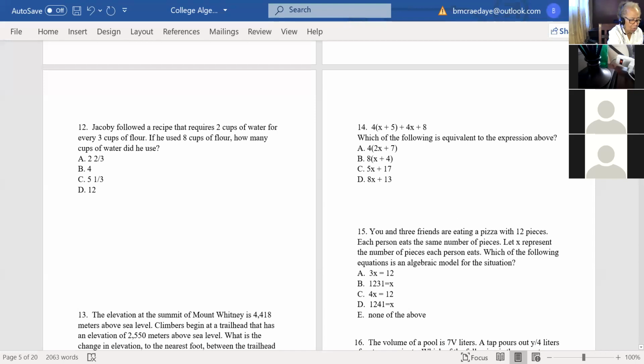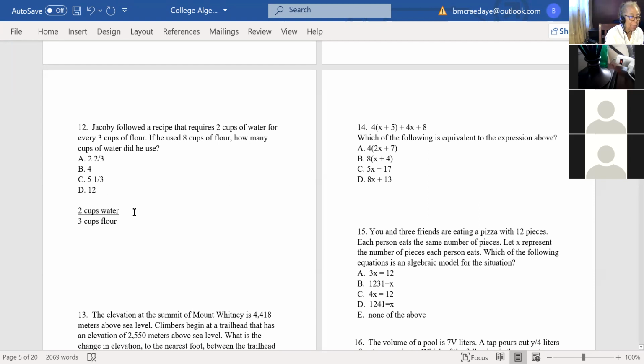You got 2 cups. That's what? Water. And per 3 cups of flour. So we can set it up. Let's put our 3 cups of flour here, right? 3 cups flour.